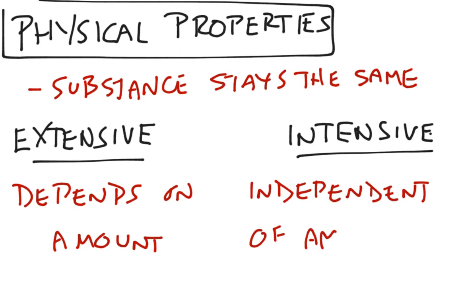An easy way to keep those two straight is to focus on the eyes. Independent of amount is intensive. An example of something like this would be density. No matter if you have an oak cube or an oak tree, it still has the same density, the ratio of its mass to its volume, something that we'll be discussing here in the future.